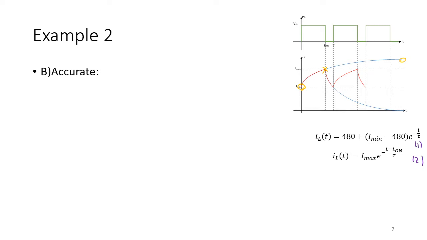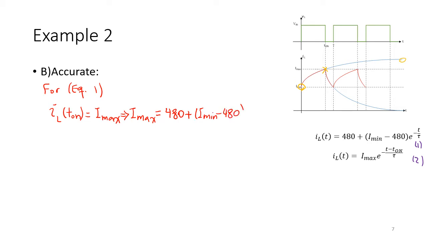So for equation 1, IL at T on should be equal to I max. It means I max will be equal to 480 plus (I min minus 480) e to the minus T on over tau.